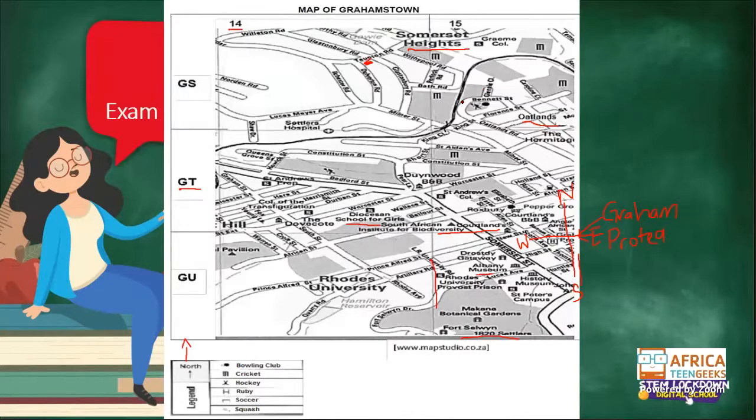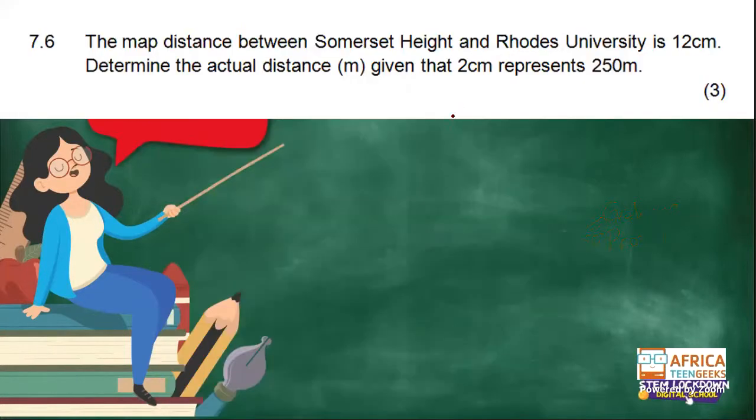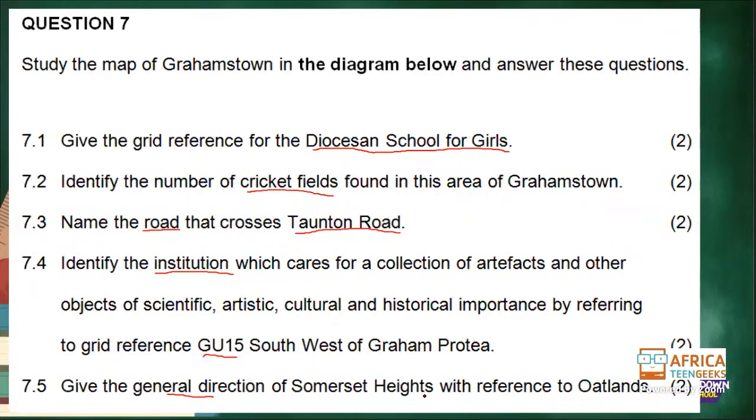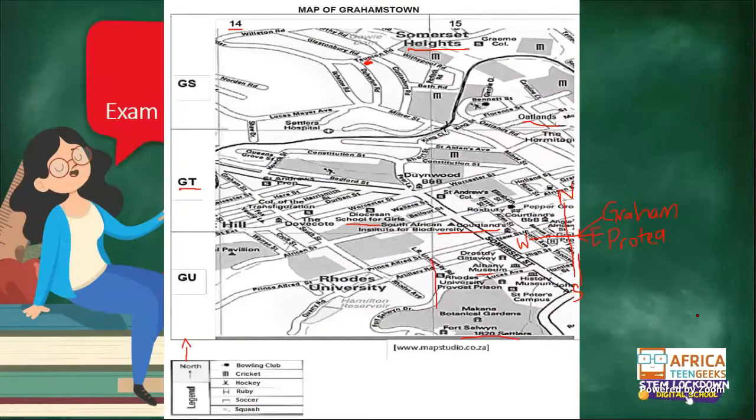Okay, going back to the question, it says Somerset with reference. When they say with reference, they actually mean from. From Outlands, right? Somerset Heights from Outlands. So first step is to basically, from Outlands, draw your compass on top of it: north, south, west on the left, and east on the right.